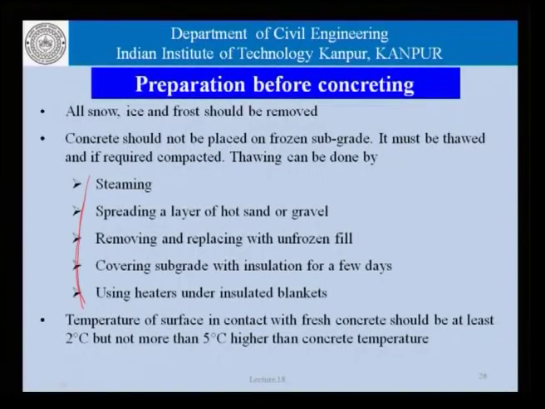The temperature of the surface in contact with fresh concrete should be at least 2 degrees but not more than 5 degrees higher than the concrete temperature. Having said that the surface should not be cold to a very large level, that does not mean that the surface can be heated or should be heated indiscriminately. A certain balance has to be maintained between the temperature of the surface against which the concrete is being cast and the temperature of the concrete itself.